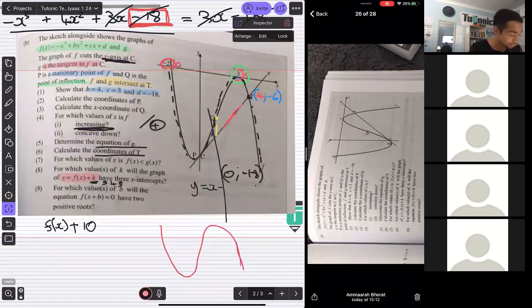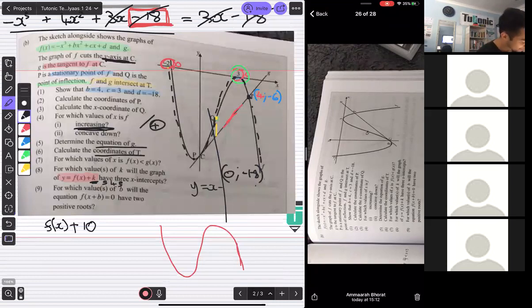I'm glad that we're recording this. For which values of b? Ooh, okay. For which values of b will the graph f of x plus b equals 0 have 2 positive roots? Okay.